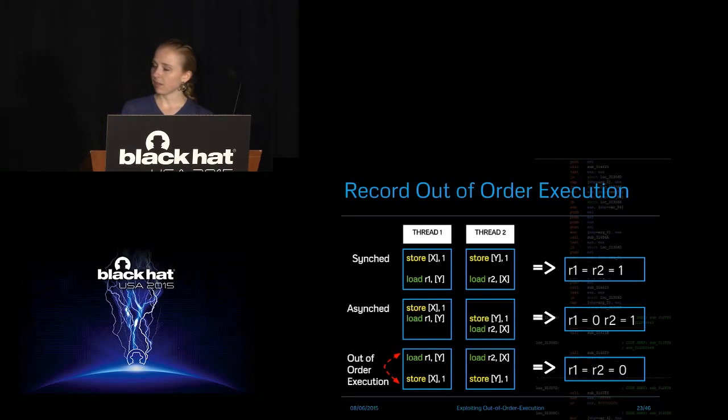But now in the final case, the one that the Intel manual is talking about, the out-of-order case, the processor determines that the loads and the stores aren't dependent on each other and puts the loads right before the stores. In this case, R1 and R2 are 0, and that's the case that we're recording.